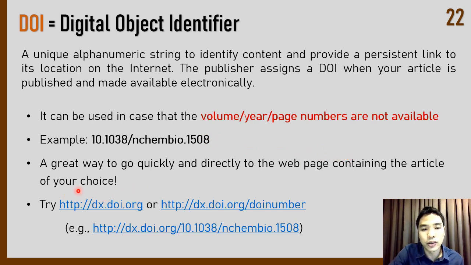This is also good for searching for particular articles. If you want to search for an article with this DOI, you can try typing like this, followed by the DOI of your choice. For example, if you want to search for this one, then you type here followed by the DOI, and it will go straight to that particular article.